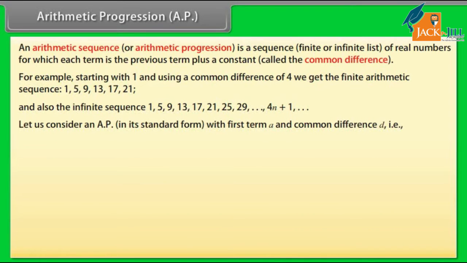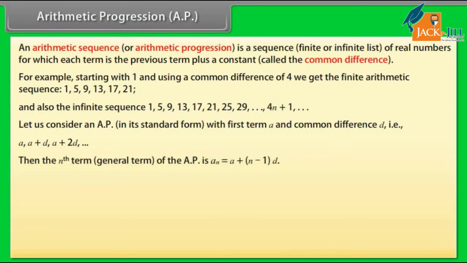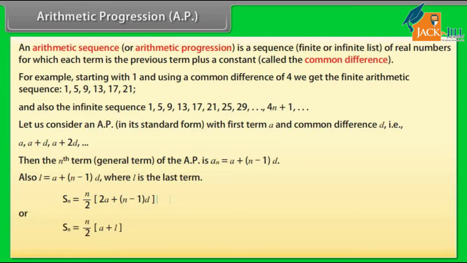Let us consider an AP in its standard form with first term a and common difference d, that is a, a + d, a + 2d, and so on. Then the nth term, that is the general term of the AP, is an = a + (n - 1)d. Also, l = a + (n - 1)d, where l is the last term. Also, Sn = n/2 [2a + (n - 1)d], or Sn = n/2 (a + l), where Sn is the sum to n terms of the AP.